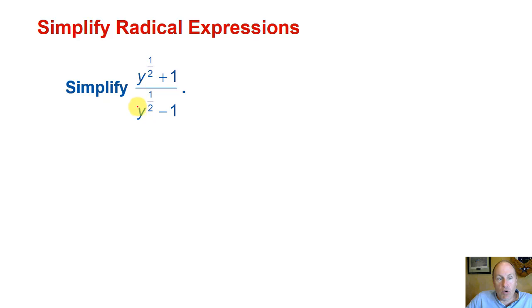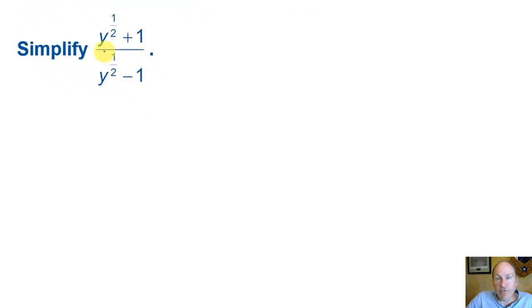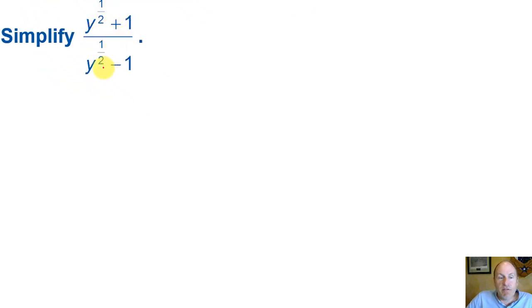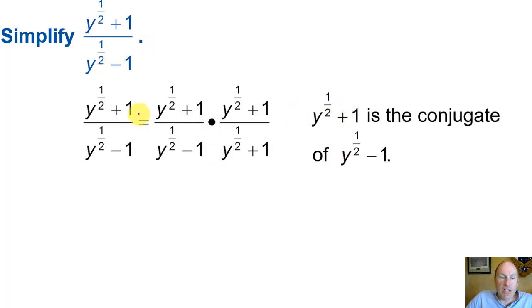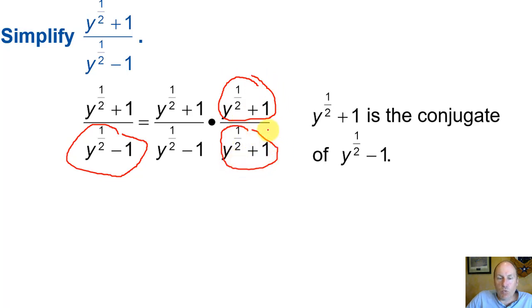And we'll finish off with a more complicated expression that's going to involve conjugates: y to the 1/2 plus 1 divided by y to the 1/2 minus 1. What we're going to do here is use the conjugate, because we have a radical in the denominator essentially, since y to the 1/2 is a radical. So we're going to find the conjugate of y to the 1/2 minus 1, and that conjugate is y to the 1/2 plus 1. If we multiply the numerator and the denominator by y to the 1/2 plus 1, we are multiplying by 1.